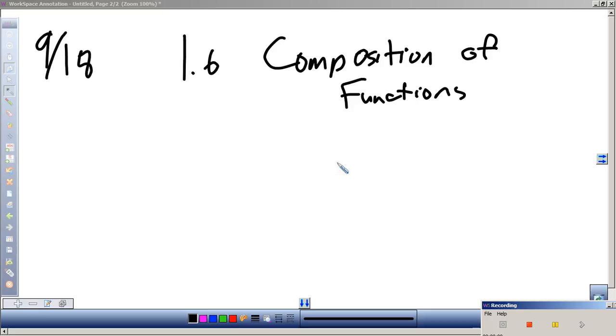What do you remember about this from Algebra 2? Okay, what does composition mean? Making something, or building something up. So in this case, we're building up a function, combining them. Thankfully, it's actually probably one of the easiest sections of this chapter.